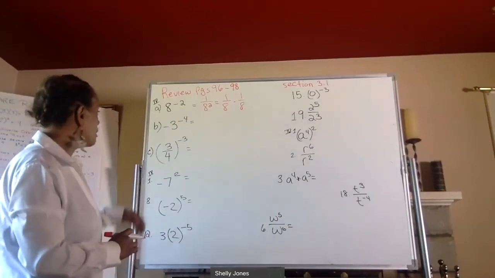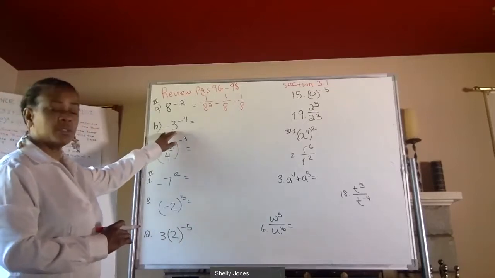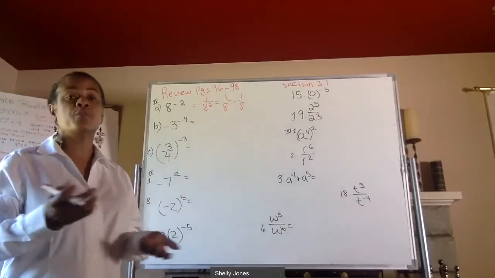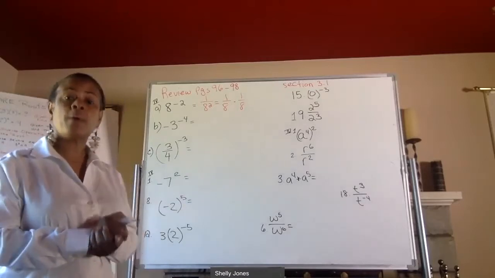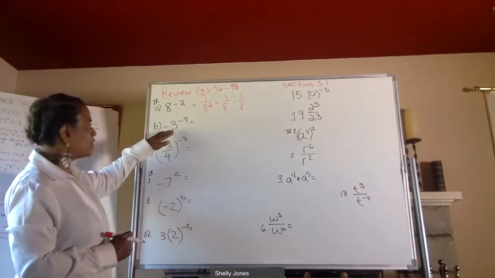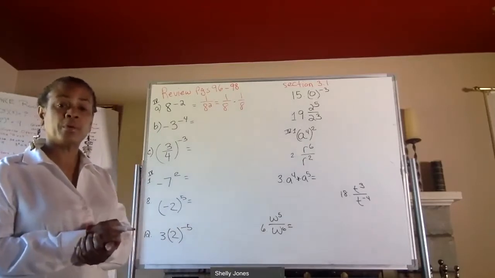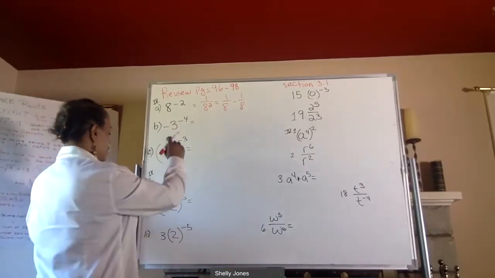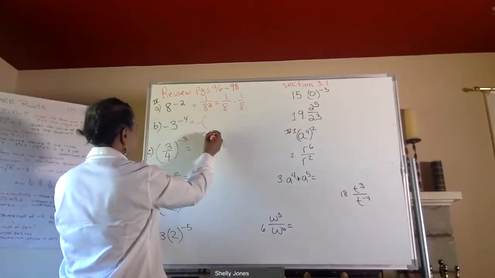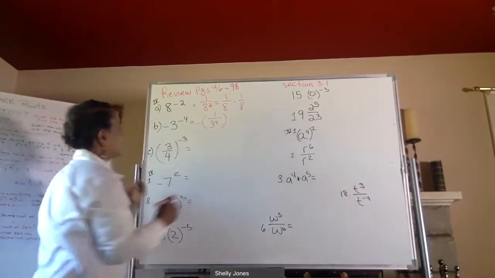Okay, question B says a negative 3 to the negative 4 power. Again, we have a negative power, which means 1 over that base to that power, except this negative does not go with the power. The power only goes with what is right in front of it. We would need a parenthesis to make that negative be relevant to the power. So it's a negative 1 over 3 to the 4th, right?